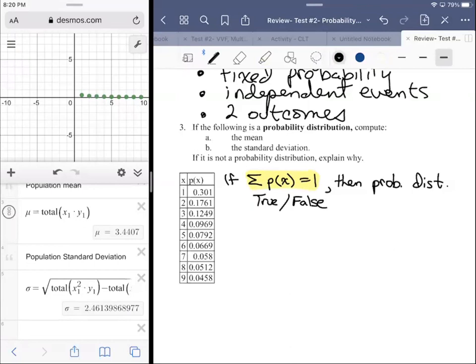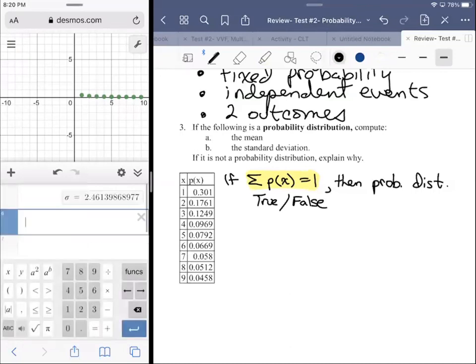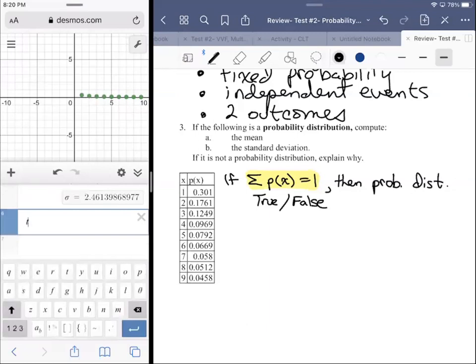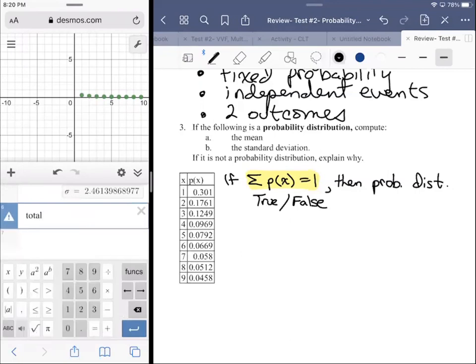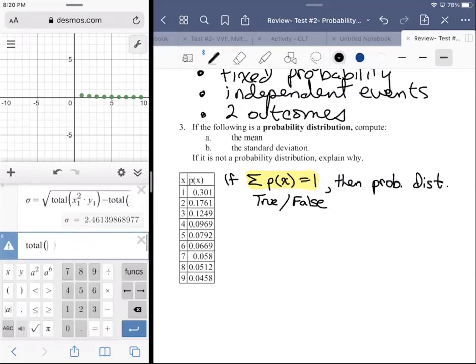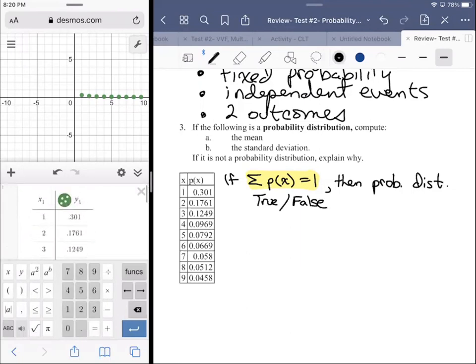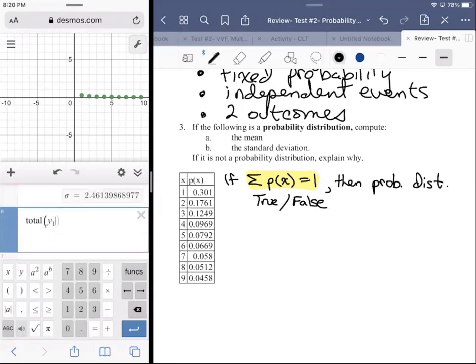One way to do it would be to just grab a calculator and start adding those values up. But you see in my computations here that I have a total represented a few times, and total seems to be exactly what we need. So I could just create a new cell and type in total. The only thing Desmos ever wants is for you to tell it what you want it to do with the command. So total what? I want it to total the Y1 values. So I'm going to total them all up. Y1. It does equal 1. So it is true.